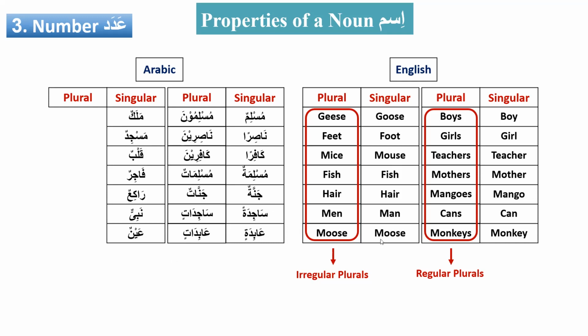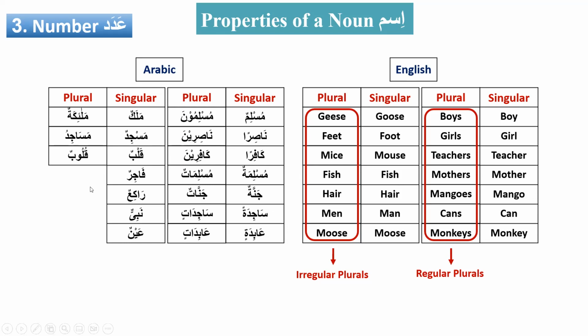Any senior person from the class? Brother Ashar, what is the plural of Malakun? Malaika. Yeah. So this is not Malakuna or Malakina. Masjidun. Masajid. It is not Masjiduna or Masjidina. It is Masajid. Qalb means a heart. Qulub. Very good. It is not Qalbuna or Qalbina, or Qalbatun or Qalbatin. It is different. How about Fajir?